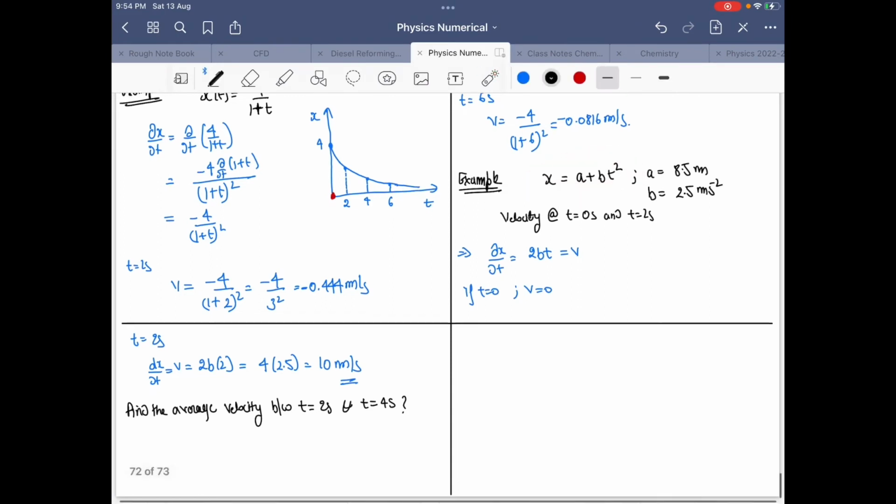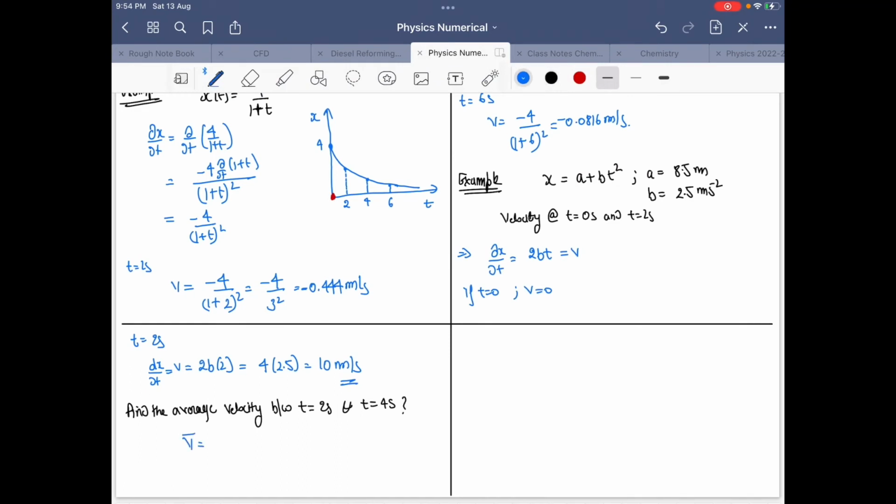So how will you do it? Since we have learned from our previous video that average velocity is displacement, that is final position minus initial position, divided by final time minus initial time, that is the time interval. This term is known as displacement and this is the time interval. So what is the final position? The final position is at t equal to 4 seconds. So we will substitute here a plus 4.